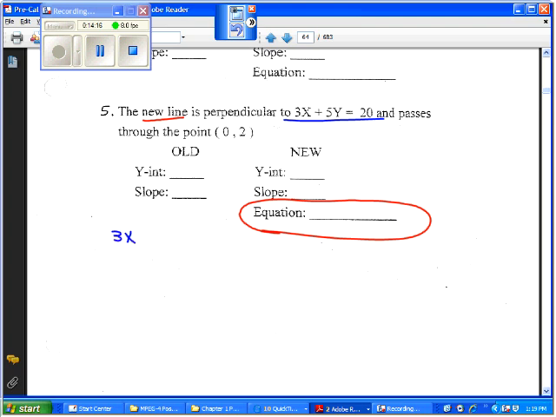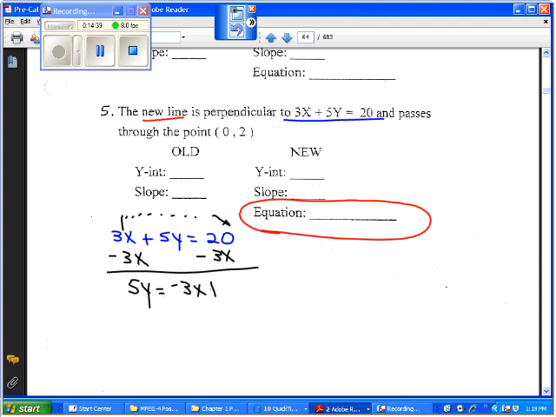So the first thing I'm going to have to do is to go from standard form to what? Slope-intercept form. So to go from standard to slope-intercept, my first move is to get that x on the other side, remembering to change the sign when you cross over. And so we're going to have 5y equal negative 3x plus 20. Understand that?